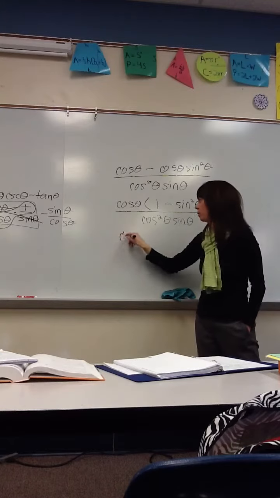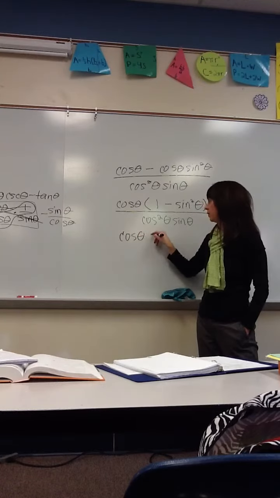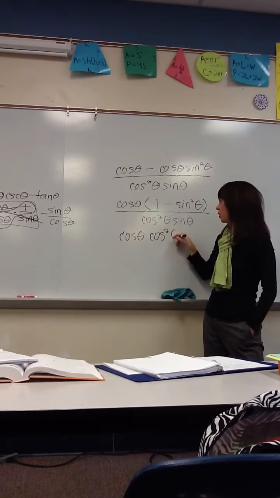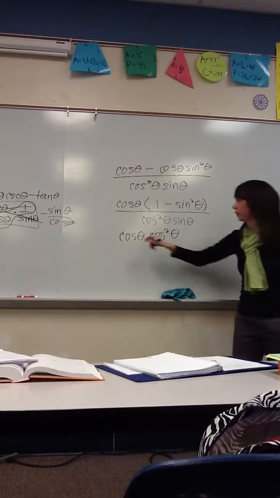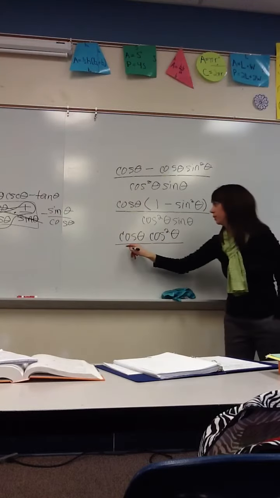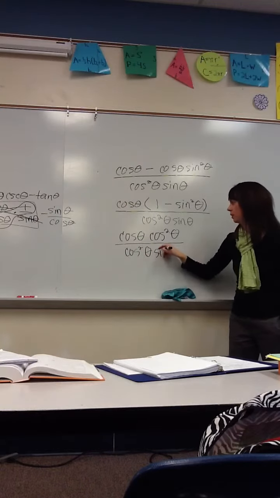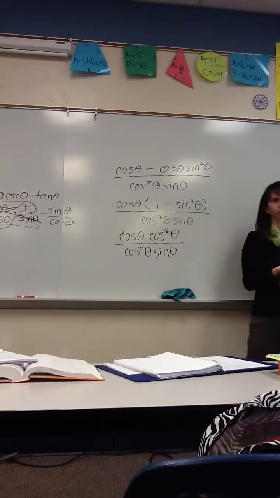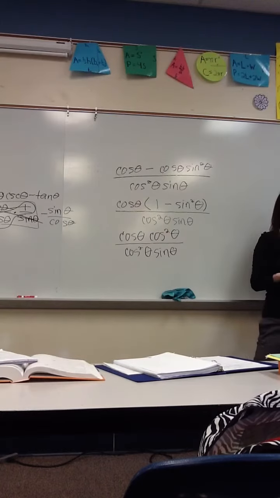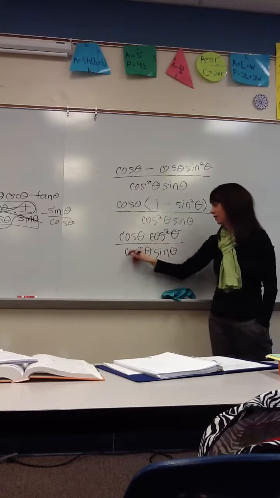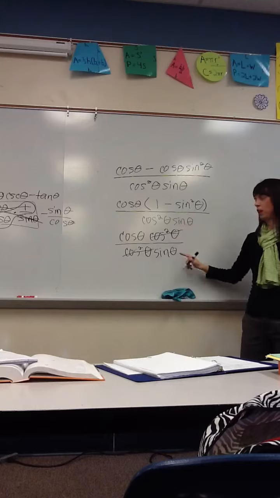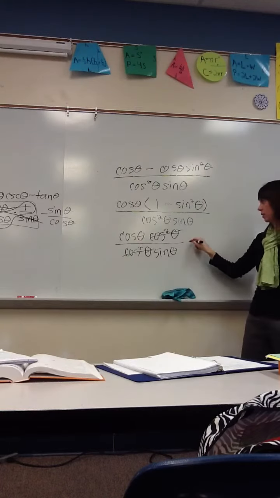Cosine squared, yep. So we have the cosine of theta times the cosine squared of theta over the cosine squared of theta sine of theta. So the cosine squares cancel out, very nice. And then you have cosine of theta over sine of theta, which is cotangent.